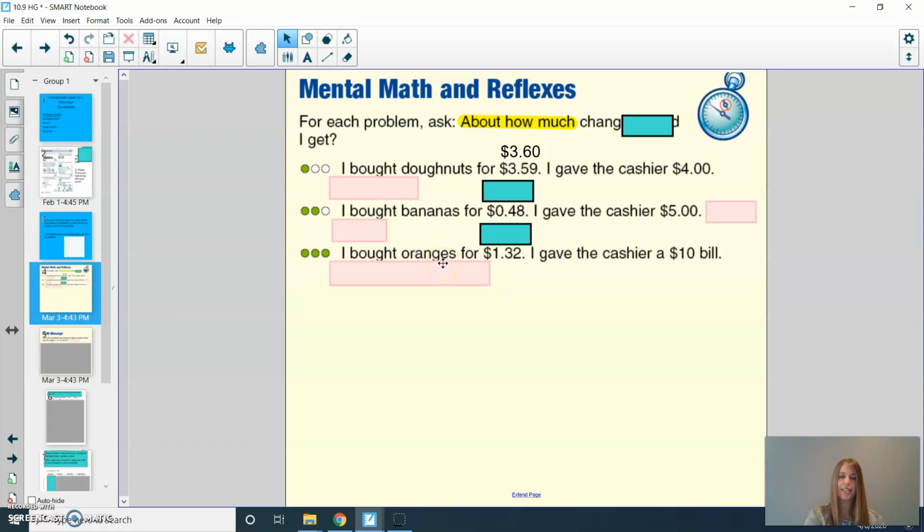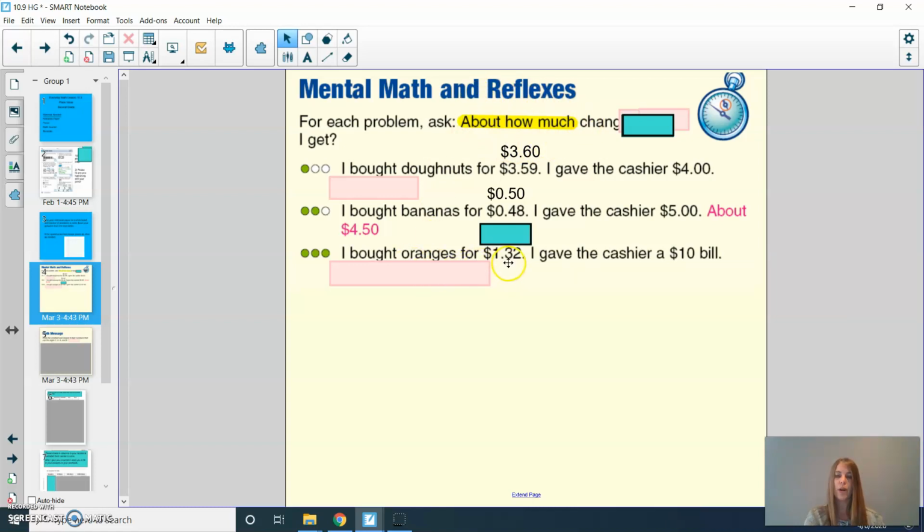Maybe this time you can write this one down. I bought bananas for 48 cents. I gave the cashier $5. What would you round 48 cents to? And then how much change? Press pause and then play when you're ready to hear the answer. I would round 48 cents to 50 cents. And then I would get change of about $4.50. $4.50 plus 50 more cents would get me to $5. And again, these are just an estimate. We're just trying to figure out about how much.